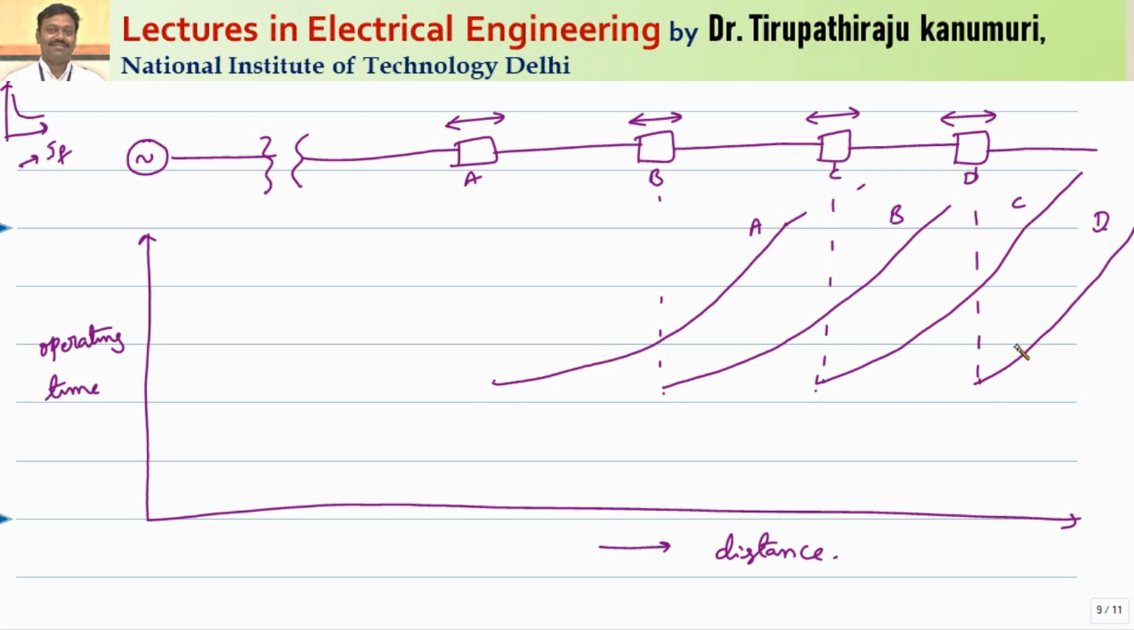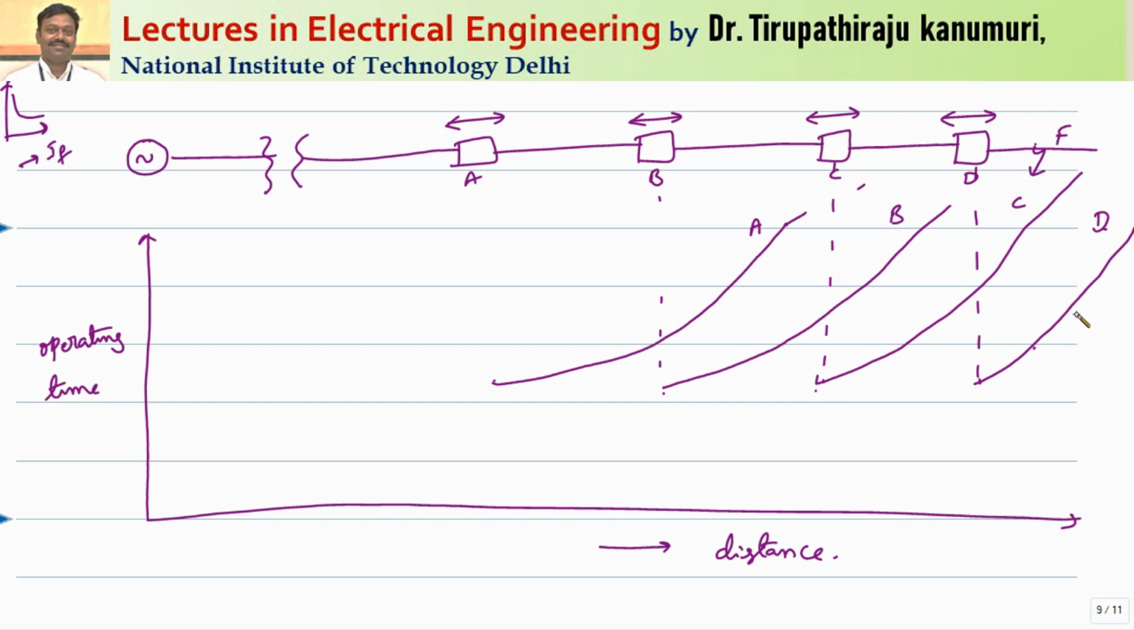Because of this inverse characteristic, let us take for example some fault has happened at this point. So which relay will have the least time? The least operating time for this particular fault will be for relay number D. Then comes relay number C, then relay number B, then relay number A.